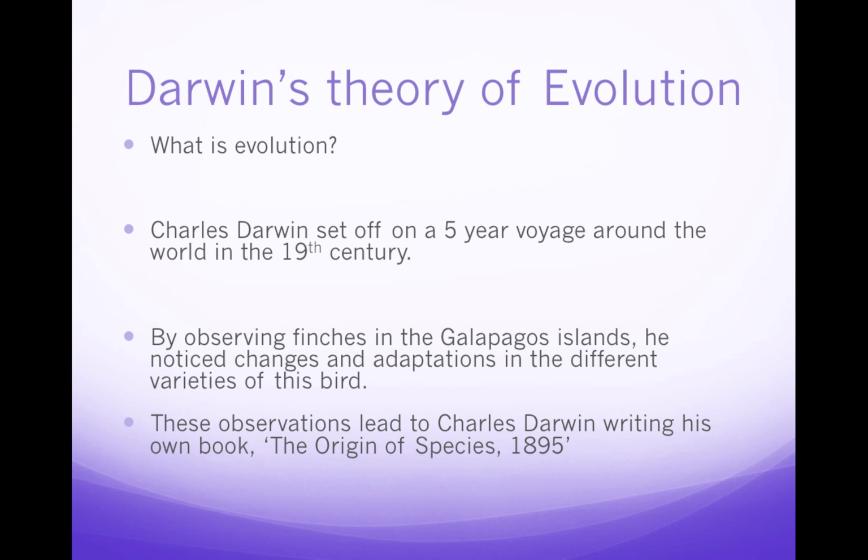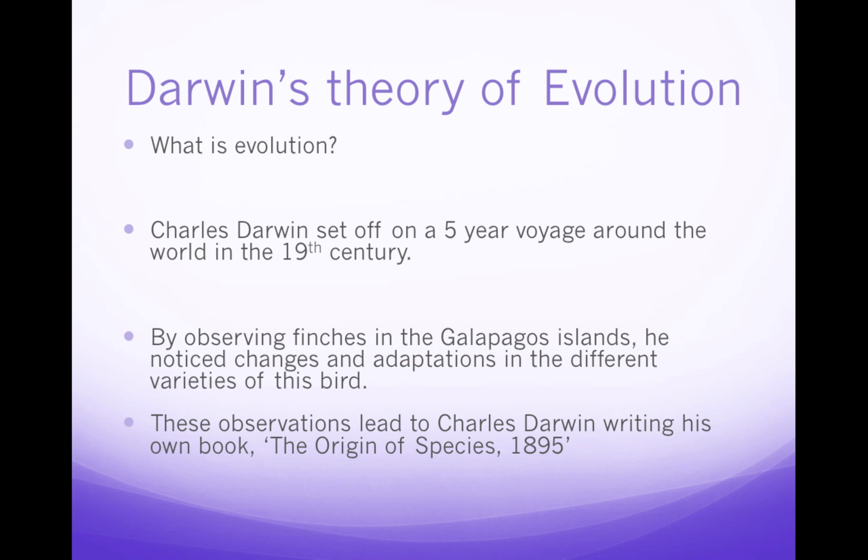By observing finches in the Galapagos Islands, he noticed changes and adaptations in the different varieties of this bird. Whilst on the Galapagos Islands, Darwin noticed that there was a wide variation in the size and shape of many of the finches' beaks. Darwin soon realized that the variations in the beak sizes were an adaptation that helps the finches take advantage of the food in their local environment.